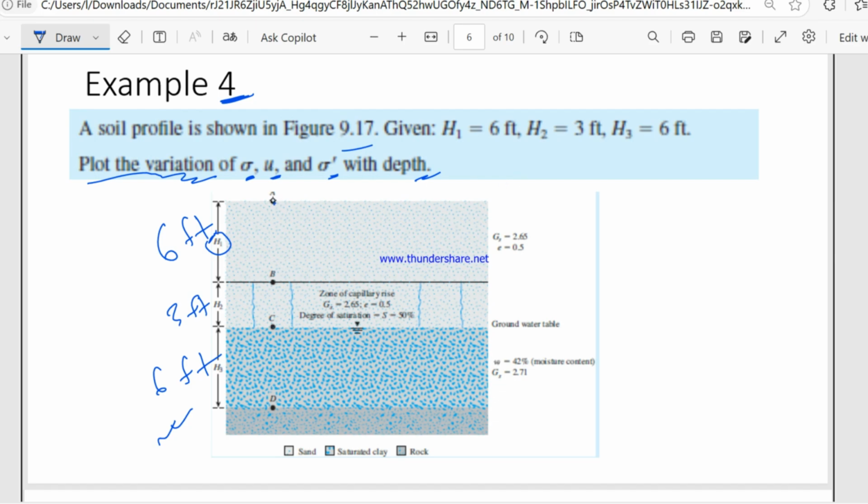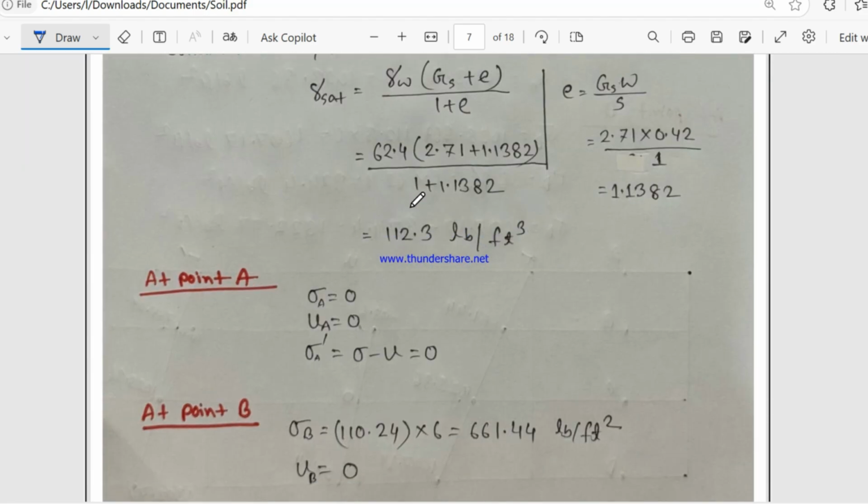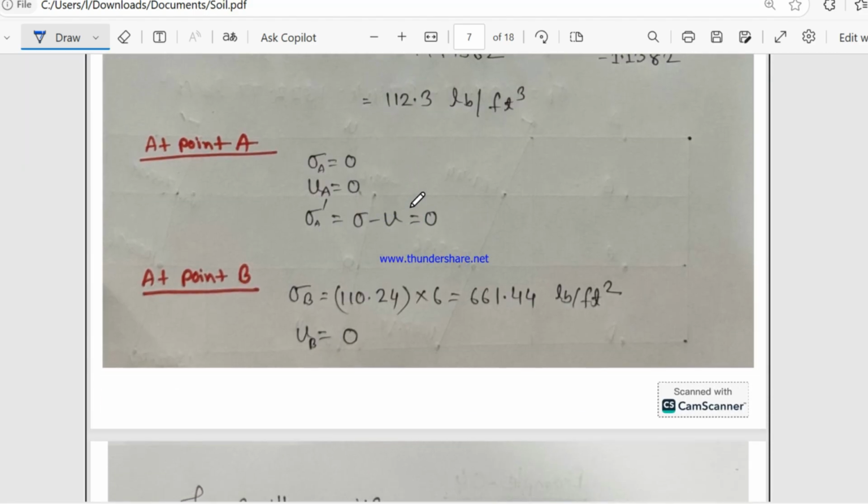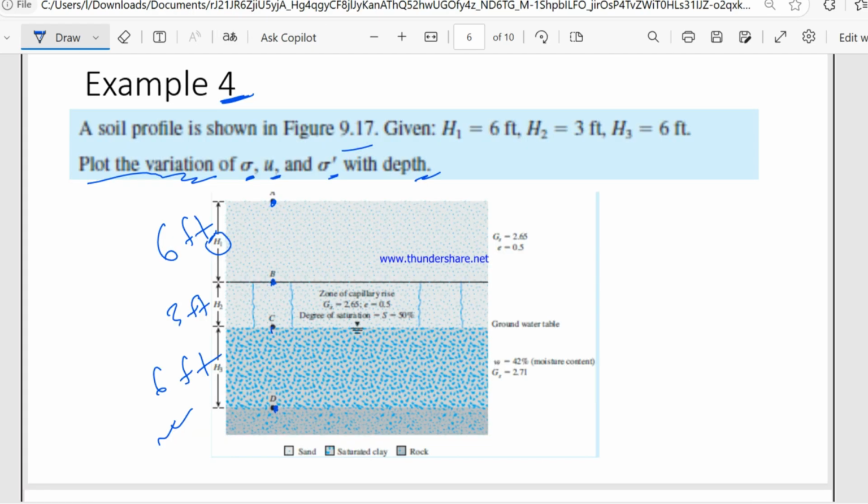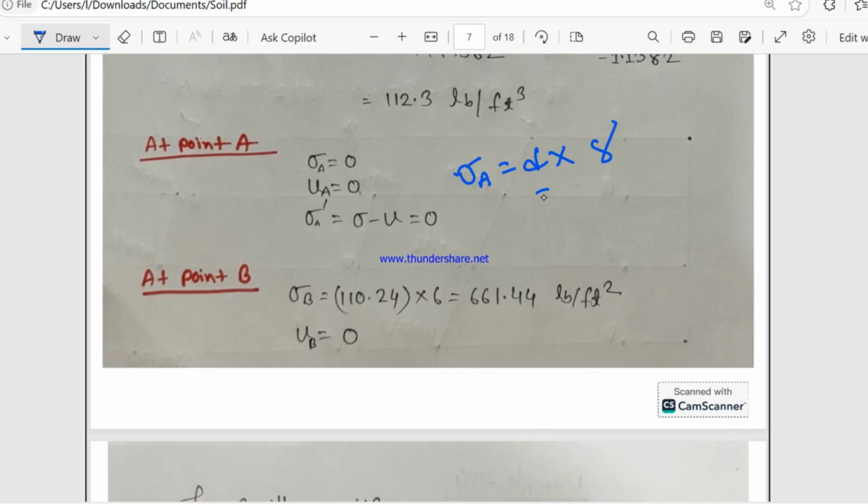Okay, this is point A, this is point B, this is point C, and this is point D. Let's calculate total stress, pore water pressure, and effective stress at point A. We know total stress is distance into unit weight. At point A there is no distance, so total stress will be 0.